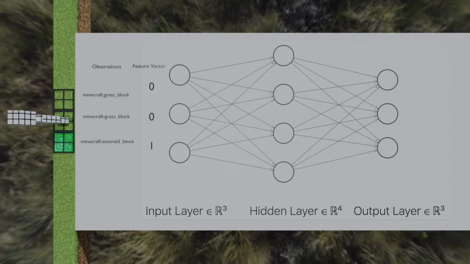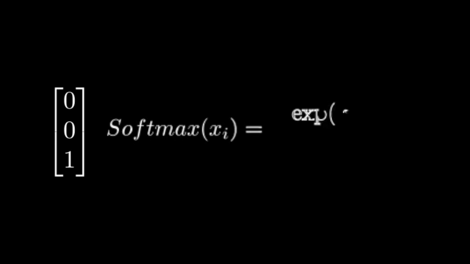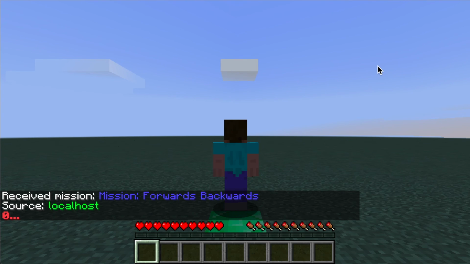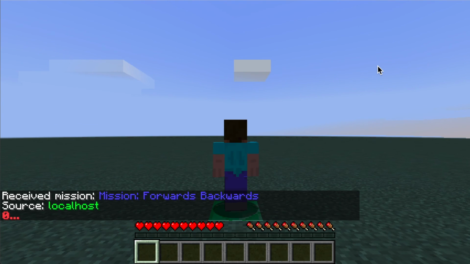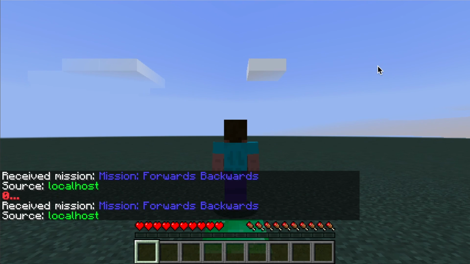Now let's take a look at how an agent might act in a given state. Here we have the feature vector 0, 0, 1, which corresponds to what we just saw in the Blender scene beforehand. Now we can pass the vector through the neural network, and we will get preferences as an output. And then if we pass those preferences through the softmax function, we can get probabilities that we will assign to the different actions. So the probability that we will go forwards, stay in place, or go backwards.